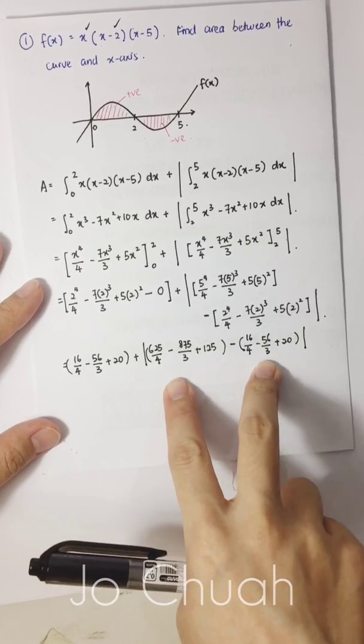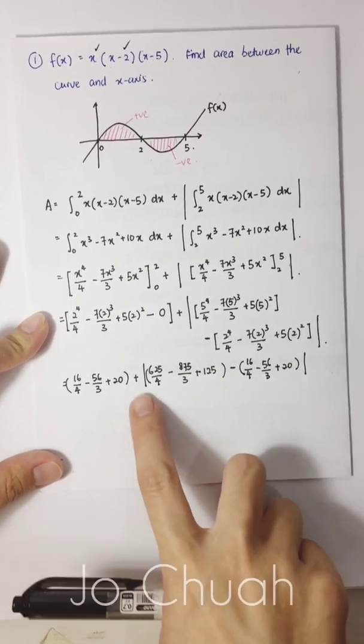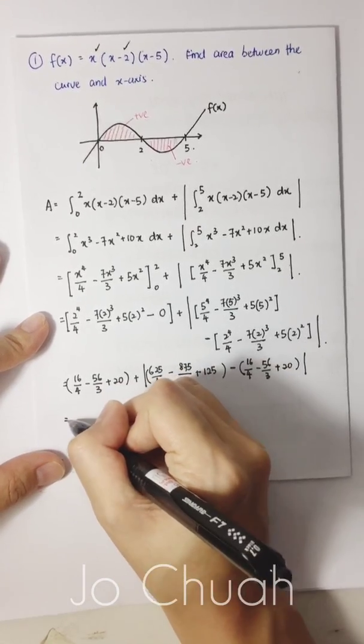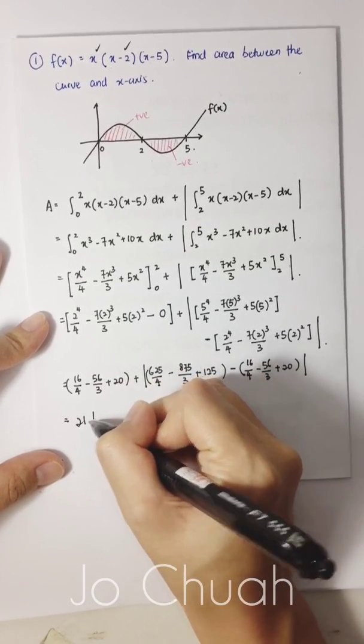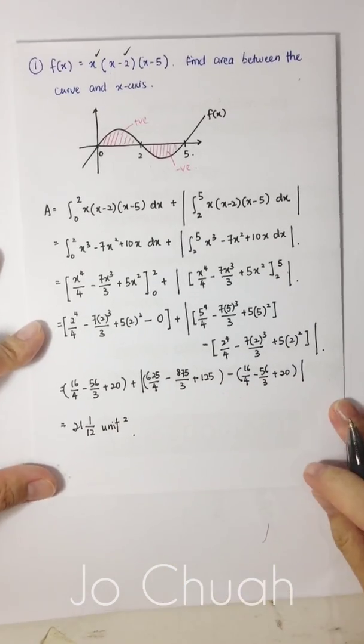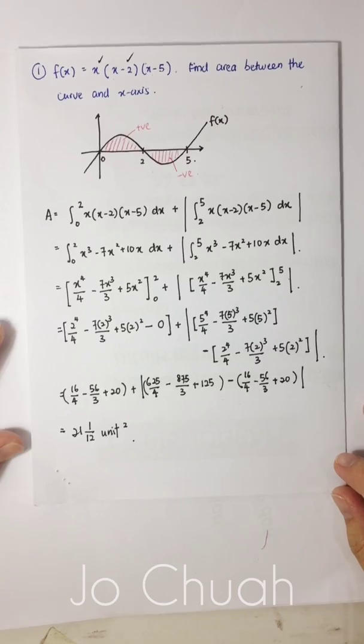Remember, for whatever value you get here, you're going to get positive because of the modulus. Alright, and add with the first one. So I'm going to get 21 1/12 unit squared. And that's it. Okay, so I repeat.